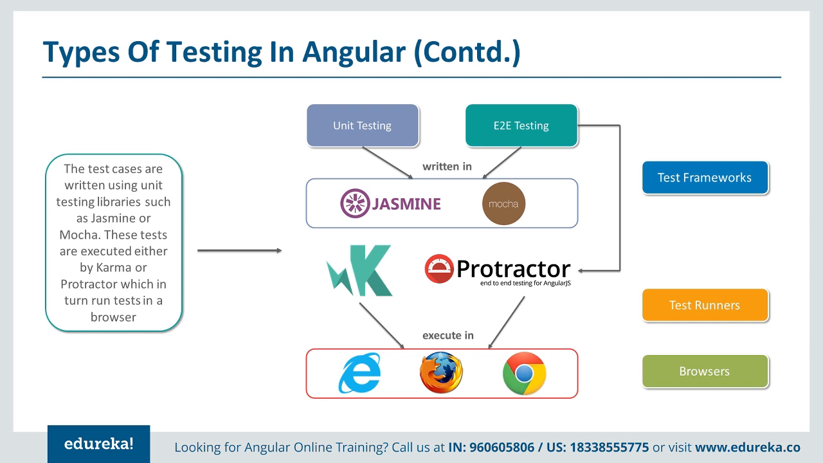K stands for Karma. This symbol is for Protractor. This symbol is for Jasmine. This symbol is for Mocha. These are the things we will be using. In a testing framework, you will have a test runner and browsers. Test runners are nothing but Karma; you can call them task runners. Karma is a task runner. Protractor is for end-to-end testing. Jasmine is a testing framework. The test cases are written using unit testing libraries such as Jasmine or Mocha. Mocha is used to test JavaScript-based code applications.